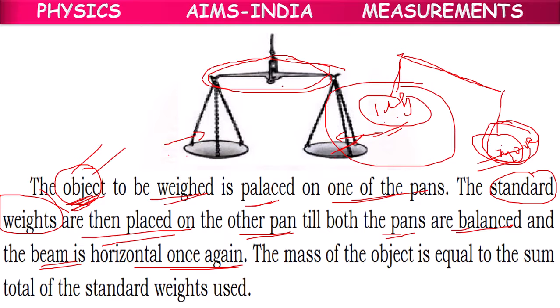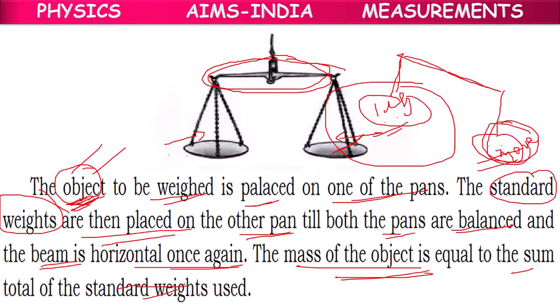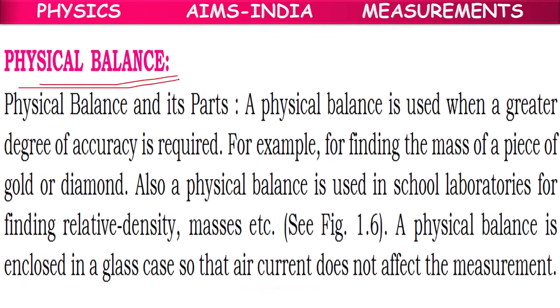Then, if the beam is balanced, the mass of the object is equal to the sum of the total standard weights used. This is regarding the normal balance. In the physical balance also, we follow the same rule. In a vegetable market, they follow this principle. If you want to buy 1 kilo of tomatoes, they keep a 1 kilo stone here and keep adding tomatoes until the beam is balanced. The same principle is used in the physical balance also.